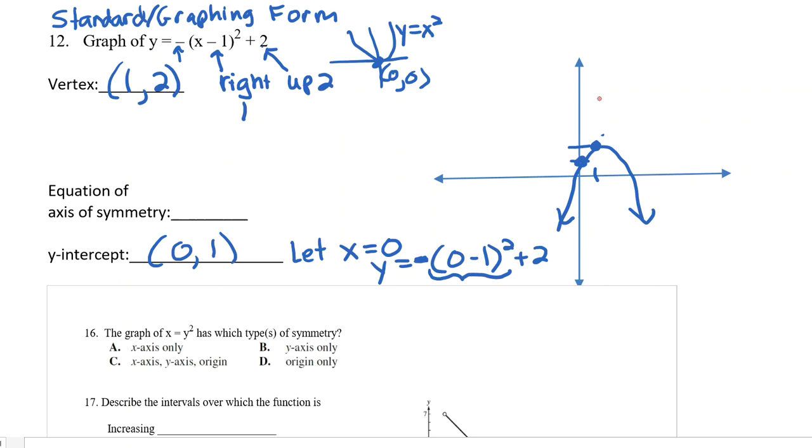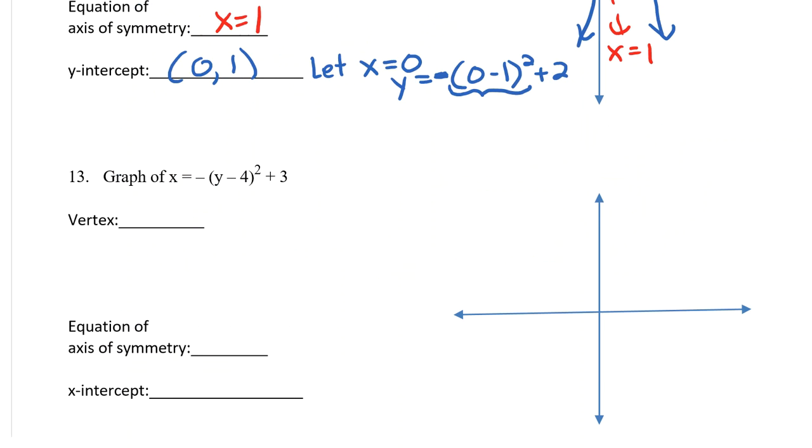And we know that again, our axis of symmetry always goes right through the vertex. So now let me just label that vertex and that intercept. And the equation of the axis of symmetry is x = 1.